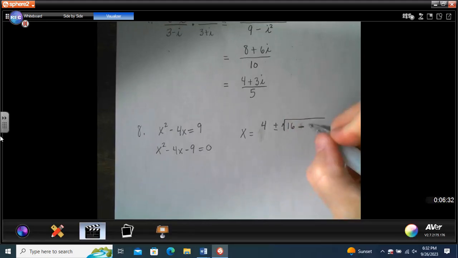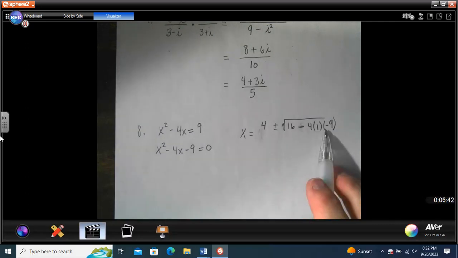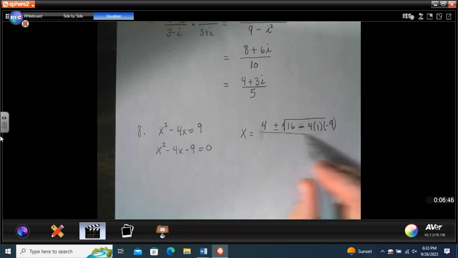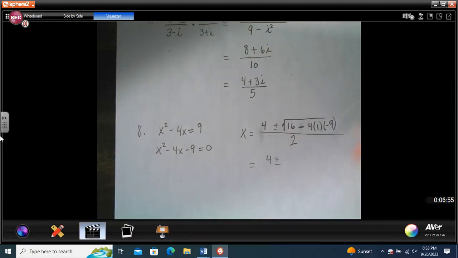So minus 4 times a times c, which is negative 9. And I saw on that same quiz that I'm talking about, I saw a negative here and a negative here, and people still subtracted that. And no, you just see a negative here and a negative here, and that's going to turn that into an addition. So we get 4 plus or minus. This is going to be 16 plus 36. 16 plus 36 is 52.